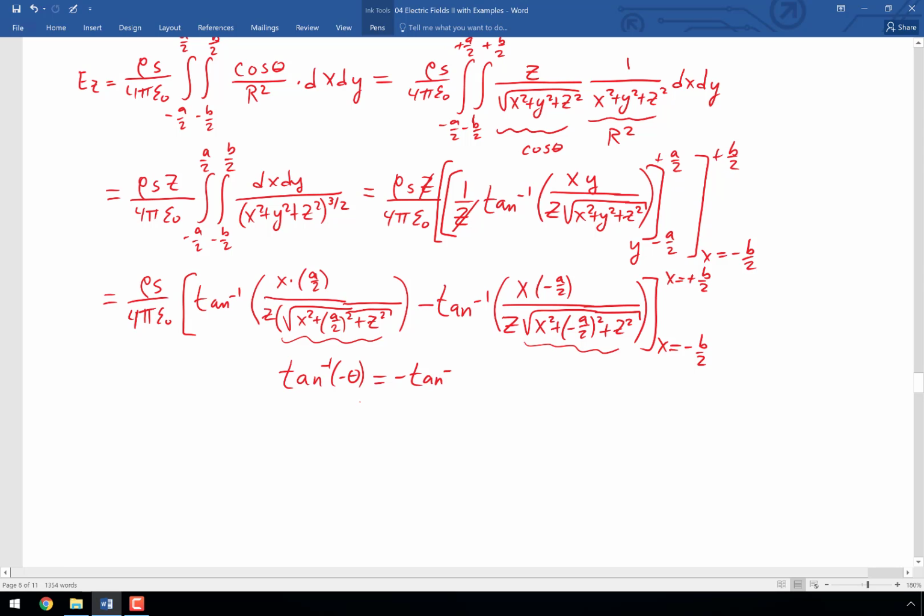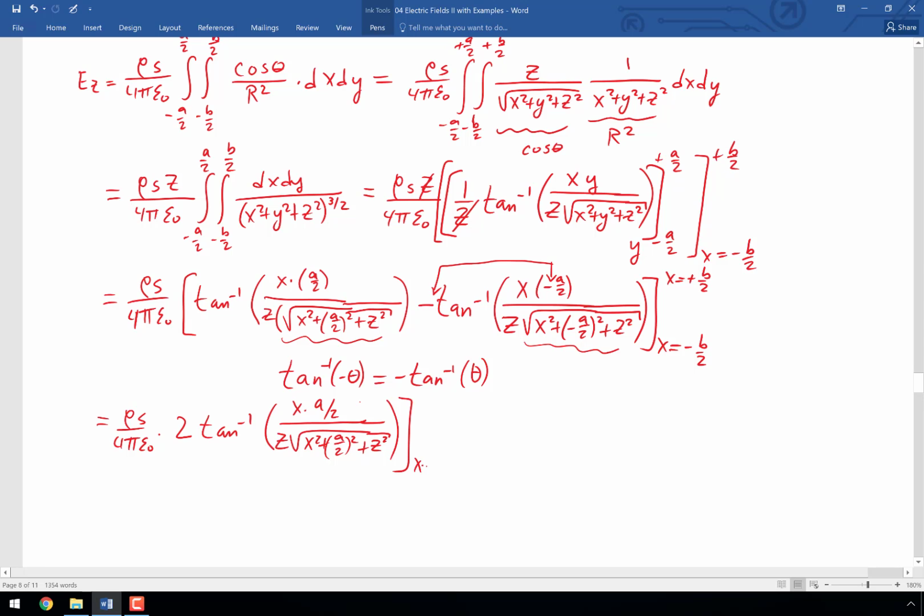Let me try that again. The arctangent of negative theta is the negative arctangent of theta, which means essentially that I can take this negative sign right here and move it out in front and cancel that negative sign. So it turns out that these two terms are identical and they're adding together. So I have rho sub s over 4 pi epsilon 0 times 2 arctangent of x times a over 2 divided by z times the square root of x squared plus a over 2 squared plus z squared. Still have to evaluate it at x equals negative b over 2 up to x equals positive b over 2.